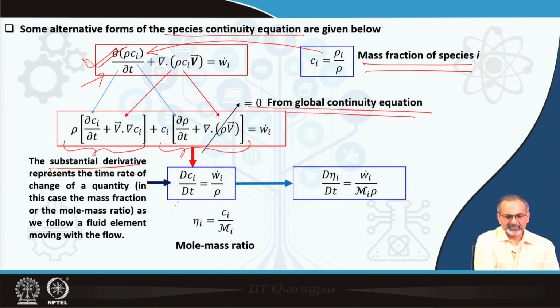The substantial derivative essentially means that you are going to follow the fluid element and you are going to represent the time rate of change of a quantity as you follow the element. Here you are following the element and you are monitoring the mass fraction. If you are following the element and monitoring the mole mass ratio, then the form of the equation will be like this. Therefore, you see different alternative forms of the species continuity equation being represented here.